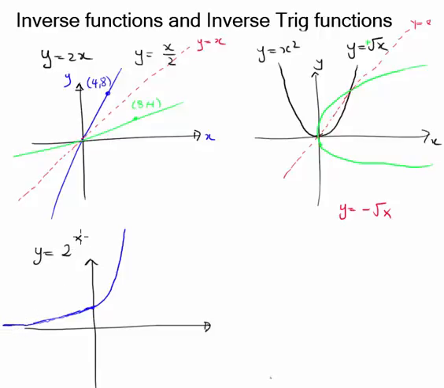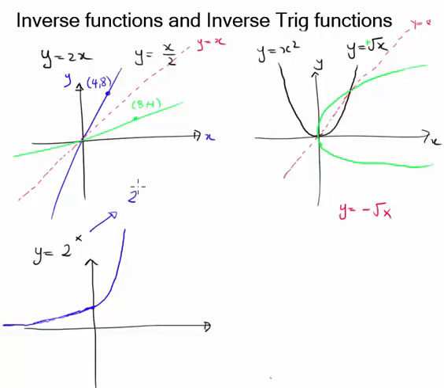Okay, and it decays down to 0, because as x tends to negative infinity, 2 to the power of negative infinity is like 1 over 2 to the power of infinity. So that's going to be a very small number. Well, I'm going to explain that to you, okay?